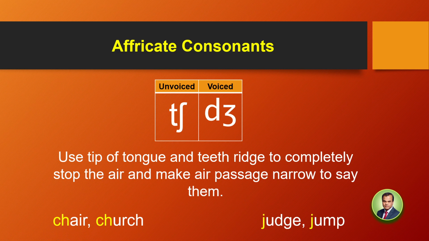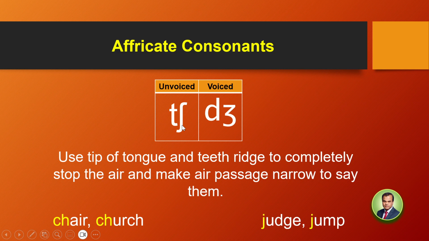To say the unvoiced consonant, the air is released outside, and to say the voiced consonant, the air is sent inward. So the place of the mouth for both of them is the same, but one is unvoiced and one is voiced. What is the way to say them? We use the tip of the tongue and teeth ridge, and there we stop the air completely and then make the air passage narrow there to say them.